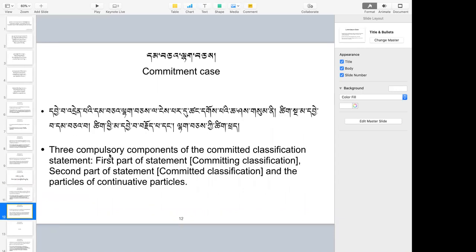Okay, so yewa dingbe tamja lhajila ngebar tu tsangwe be chashi sumni tsik ngama yewa tamjawa tsik chima yewa joba tang haji ki tsikte. Three compulsory components of the committed classification statement. First part of the statement, committing classification. Second part of statement, committed classification. And the continuative particles. So, three compulsory components.